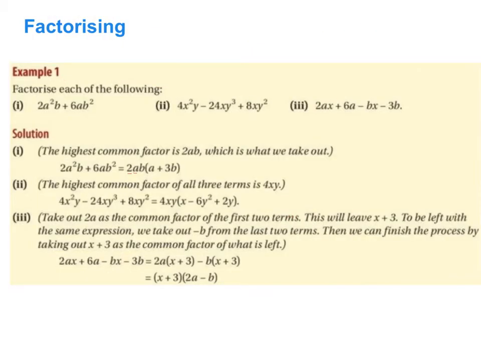So next we're going to have a look at 4x squared y minus 24xy cubed plus 8xy squared. So the highest common factor of all three terms is going to be 4xy. So we're going to bring 4xy outside the bracket. 4xy into 4x squared y leaves us with x. 4xy into minus 24xy cubed leaves us with minus 6y squared. And 4xy into 8xy squared leaves us with 2y. So again, let's have a look at this a bit more closely.